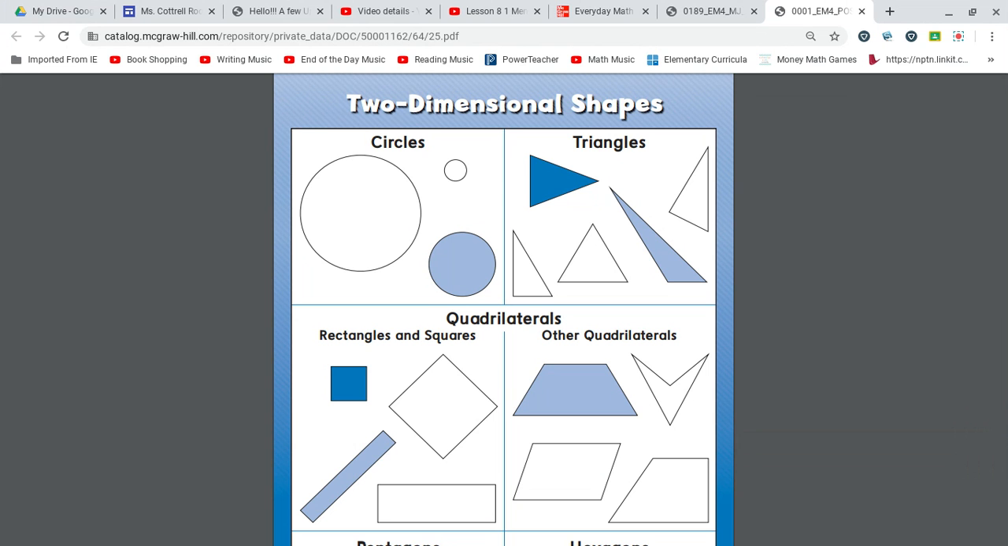The reason it says two-dimensional is because we're also going to be doing three-dimensional shapes. So two-dimensional just means flat. You cannot feel it, you cannot pick it up. It is flat, and it has no depth, and it doesn't seem like it's coming up off the paper. It's two-dimensional. So our first box here is circles.